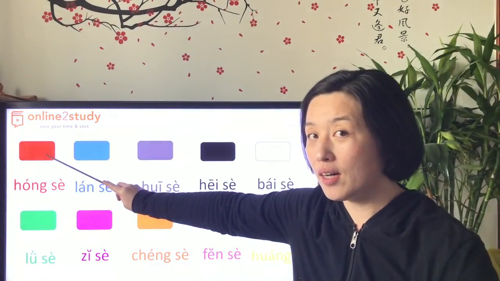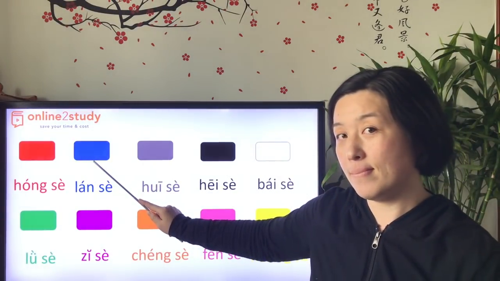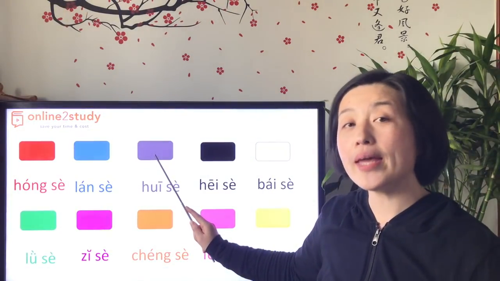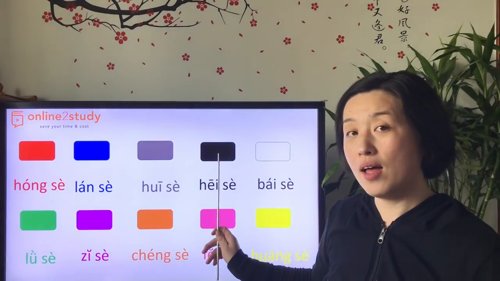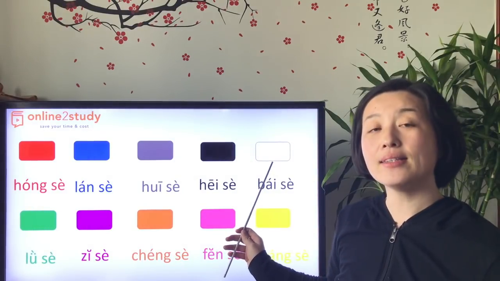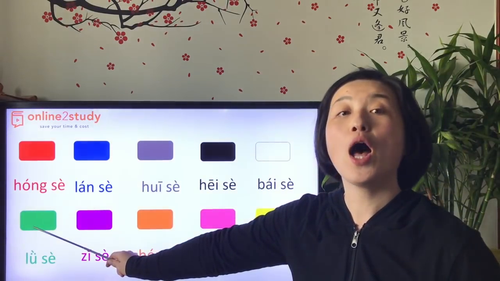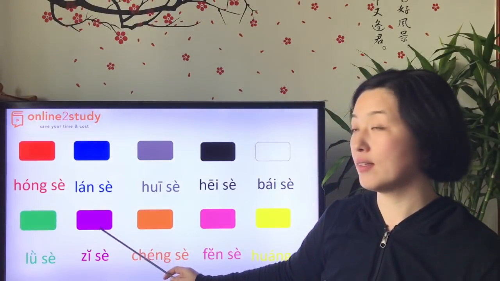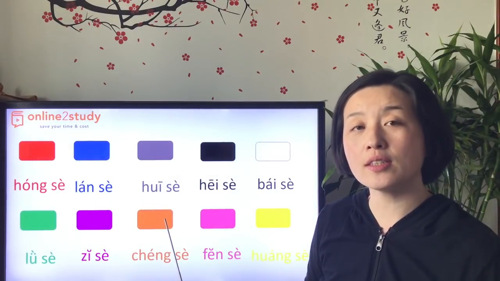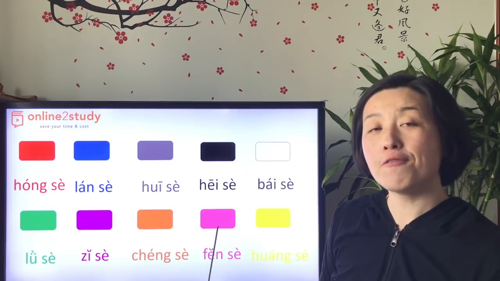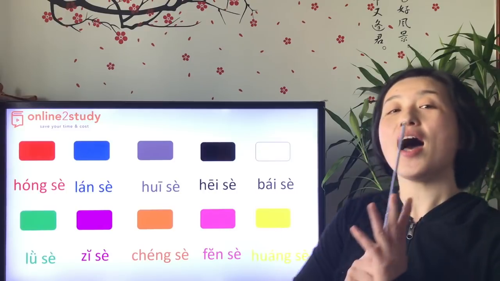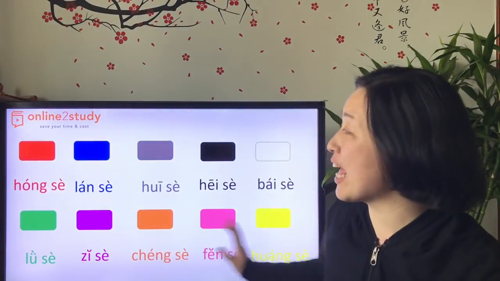红色, 蓝色, 灰色, 黑色, 白色, 绿色, 紫色, 橙色, 粉色, 黄色. Finish!